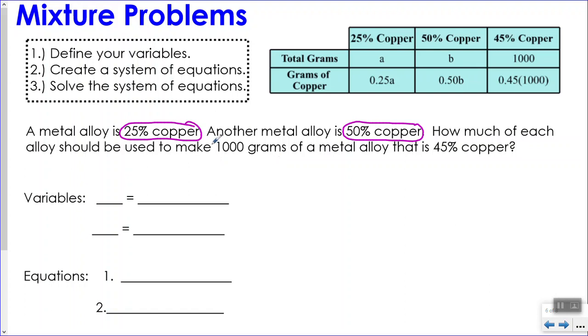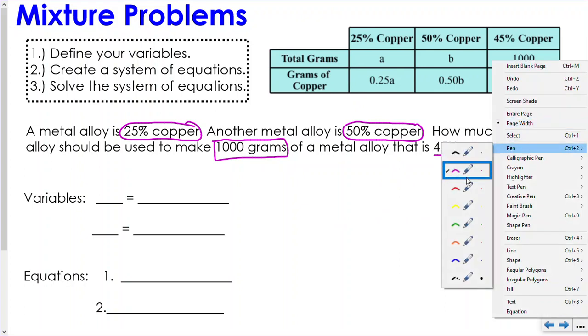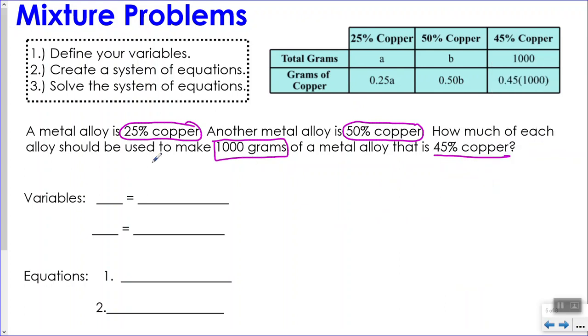So we want to make a total of 1,000 grams of an alloy that is 45% copper. So there are 2 things I'm dealing with here. I'm dealing with the total grams, or the total mass of my substance. In this case it's grams, it could also be ounces, gallons, whatever. And then the amount of copper that is in that solution. So my first equation is an easy one. We know that altogether we're going to have 1,000 grams.